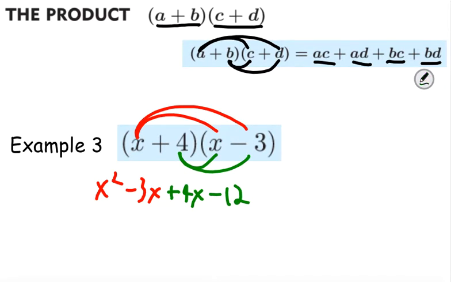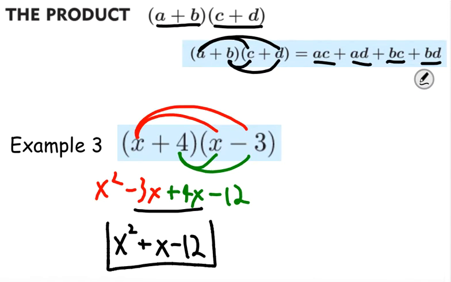At this point, we're going to collect our like terms. With most binomials, it's just the middle two terms that are similar, so we can combine those. So then the x squared stays there. Minus 3x plus 4x is going to be a plus 1x, and then minus 12. And that's my simplified expansion.